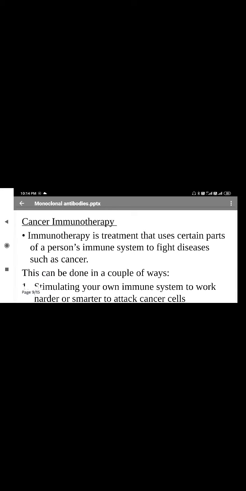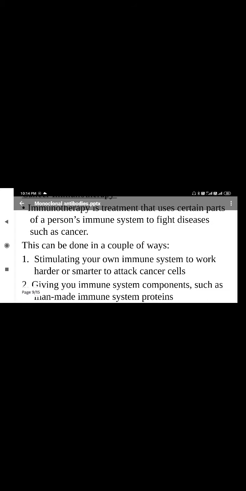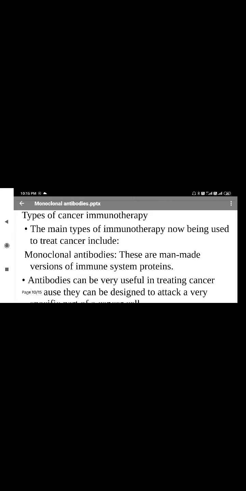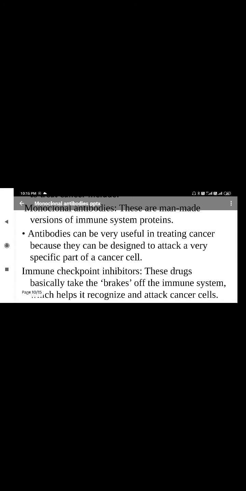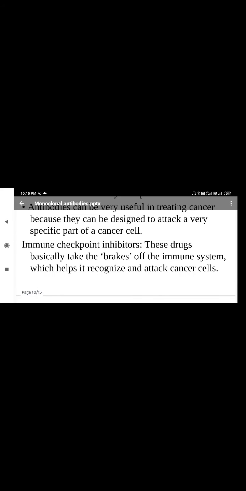Now coming to cancer immunotherapy. Immunotherapy is a treatment that uses certain parts of the person's immune system to fight diseases such as cancer. This can be done in many ways. Stimulating your own immune system to work harder or smarter to attack cancer cells. Giving your immune system components such as man-made immune system proteins. The types of cancer immunotherapy are monoclonal antibodies. These are man-made versions. Antibodies can be very useful in treating cancers because they can be designed to attack a very specific part of the cancer cells.